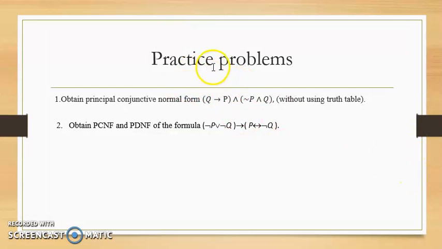Now, I have given 2 practice problems. Obtain the principal conjunctive normal form for the given statement formula without using truth table, and obtain PDNF and PCNF for this formula. We can use both: without using truth table as well as by using truth table, we can try.